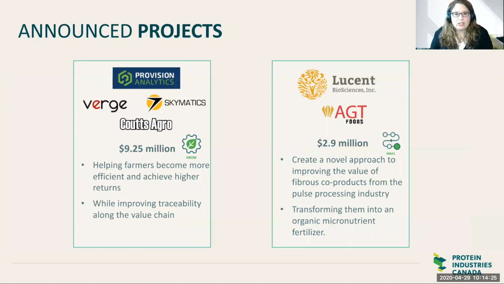The final two projects that we'll discuss include the Provision Analytics, Verge Ag, Skymatic, and Coots Agro project in the grow pillar, which is around a traceability platform along the value chain. The Lucent AGT Foods project was part of the make pillar and relates to the development of a fibrous co-product for the post-processing industry.